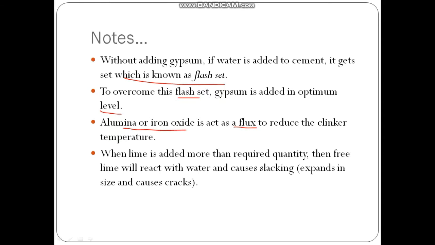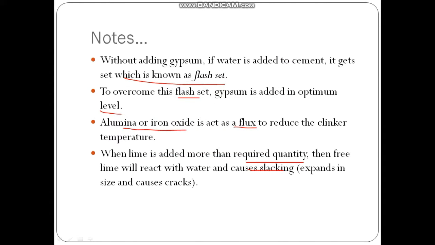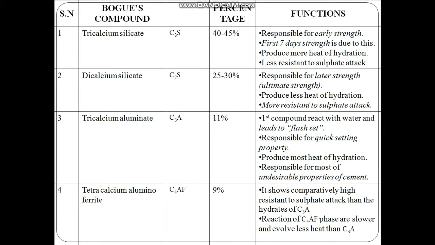When lime is added more than the required quantity, the free lime at the construction site will react with water and cause slaking, which means it expands in size and causes cracks. These oxide compounds were combined by the scientist named Bogue, who named the four compounds: tricalcium silicate, dicalcium silicate, tetracalcium aluminoferrite and tricalcium aluminate.